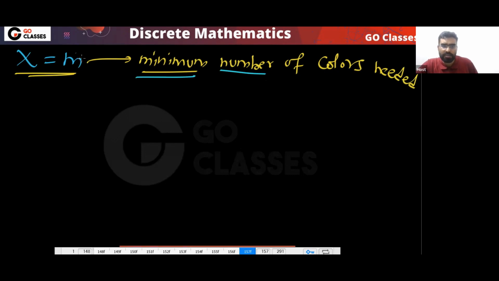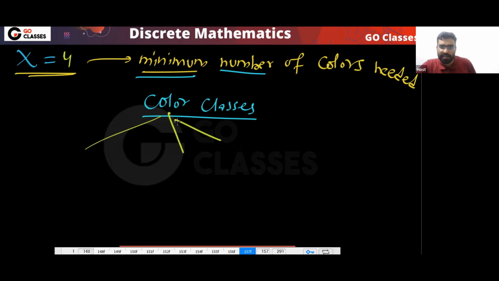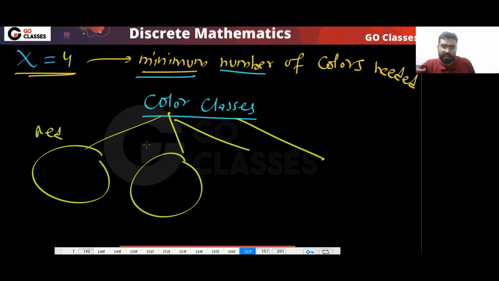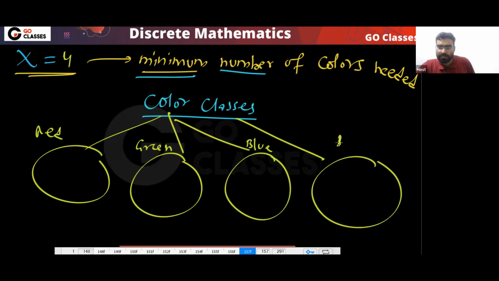So let's assume that these are your color classes. For example, let's assume the chromatic number is 4. So the color classes are like this: you have red color here, green color here, blue color here, and black color here.